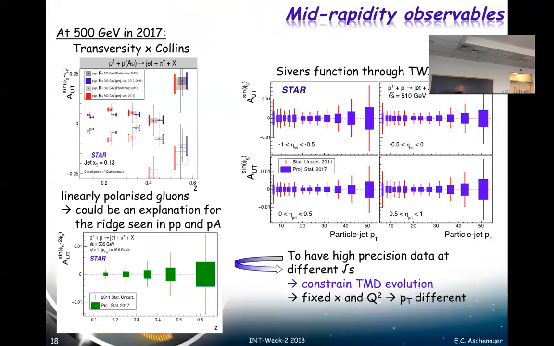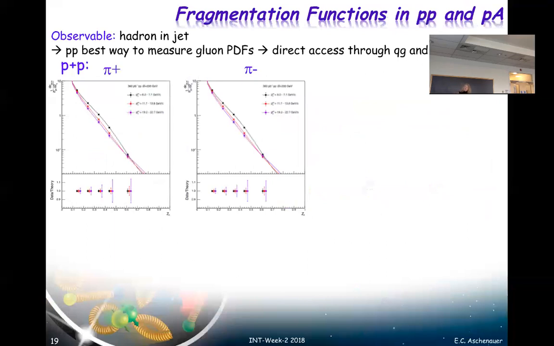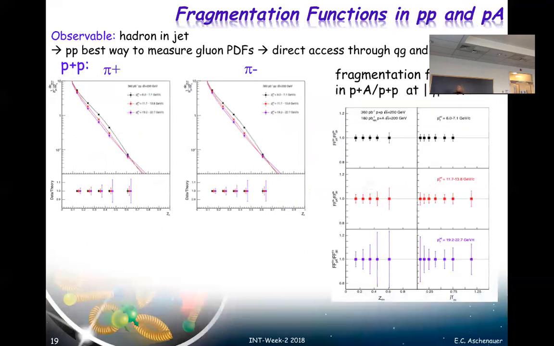Okay, that is the same observables I showed you before: the twist-3 Sivers function, the linearly polarized gluons, and here the Collins asymmetry. You see how the uncertainties will go down compared to what I showed you, if we analyze the 2017 data. Then here, as I said already, pp is the best way to measure gluon fragmentation functions. Here is pi plus, pi minus in a jet for different pT bins of the jet, and you see very nice uncertainties to constrain that.